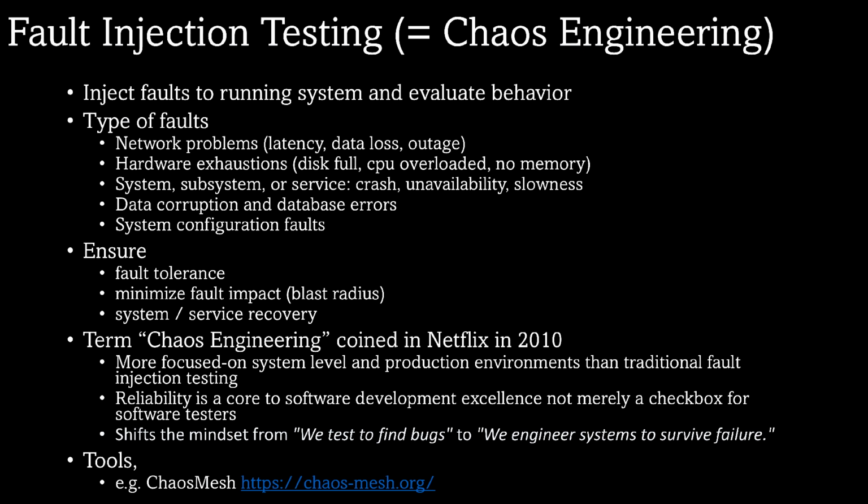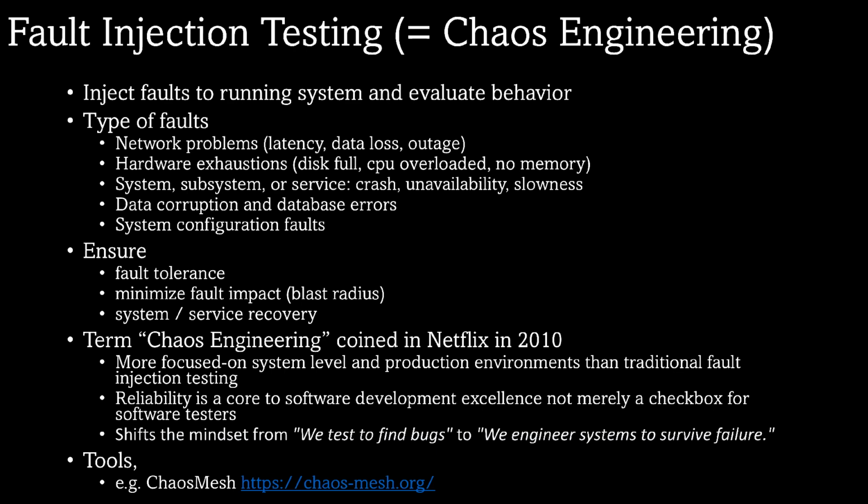Fault injection testing, also referred to as chaos engineering, is a method of intentionally injecting faults into a running system to observe and evaluate its behavior. The goal here is to uncover weaknesses in the system and understand how it performs under unexpected failures.